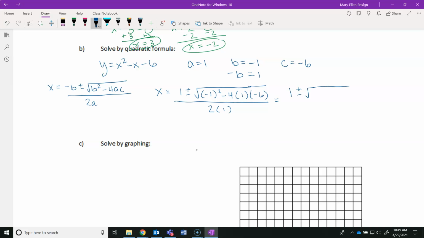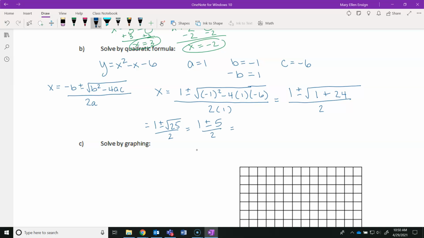So we can start by simplifying what's in the square root. Negative 1 times negative 1 is 1, plus 24, over 2. This can equal 1 plus and minus radical 25 over 2.